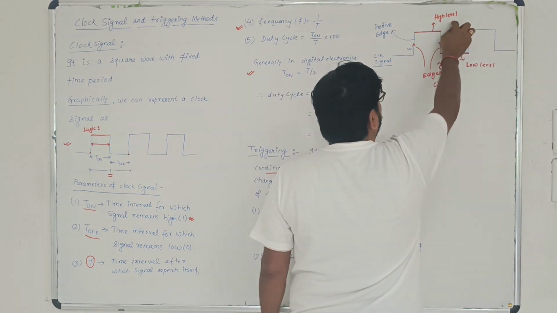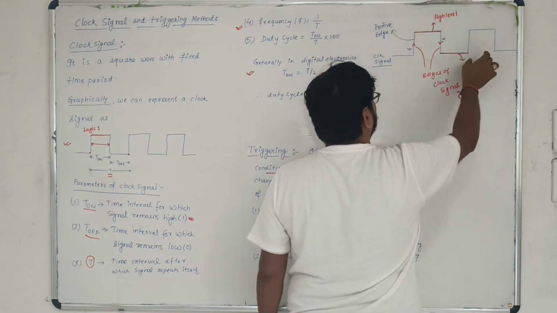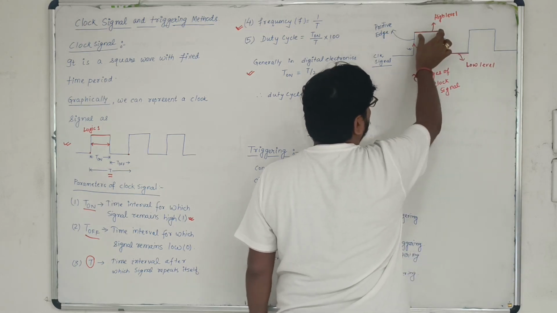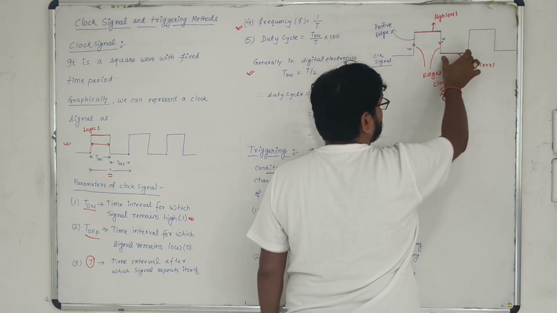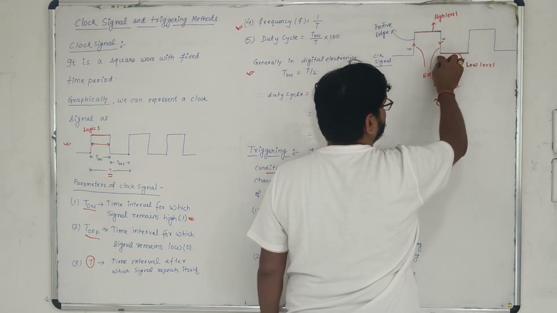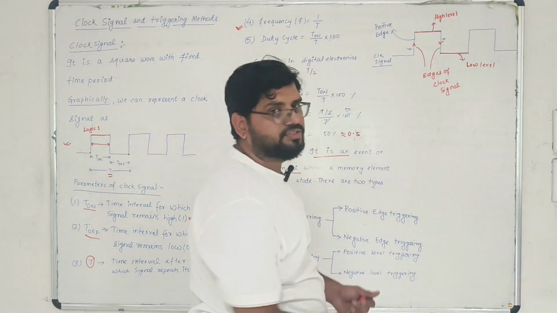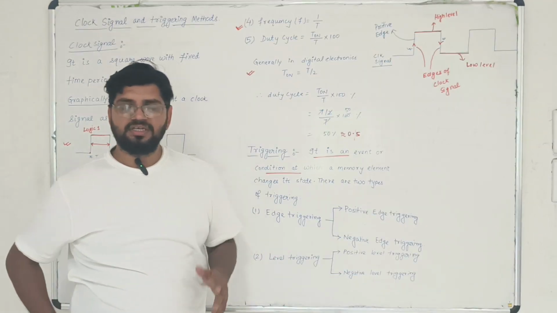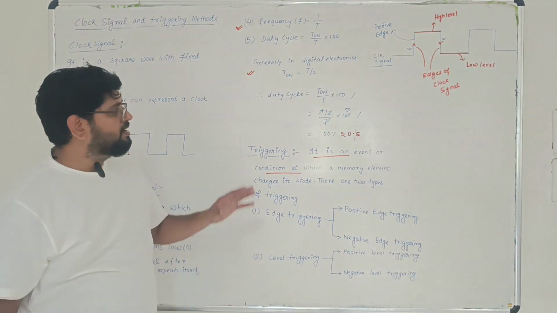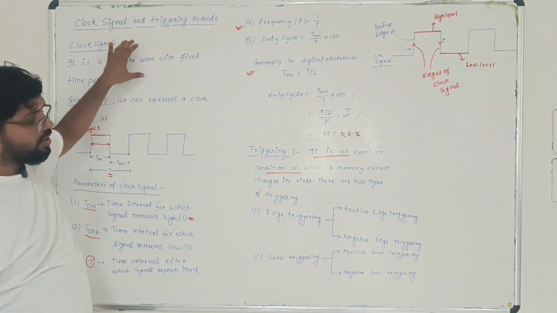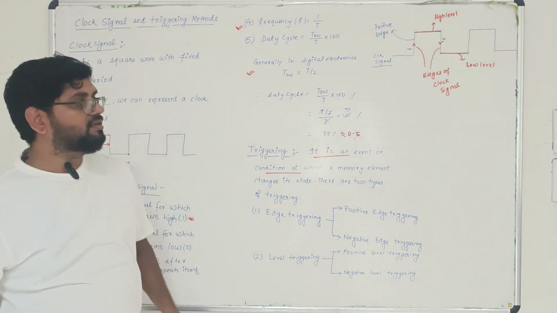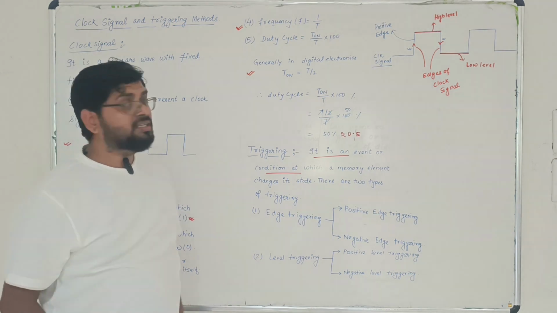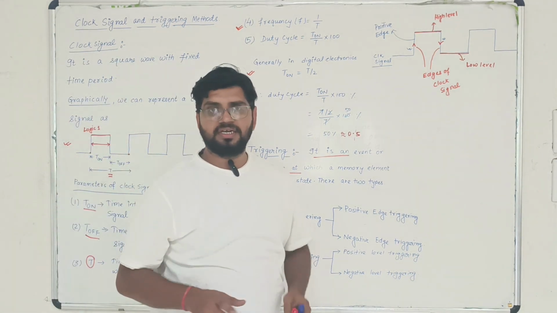These are your levels. This one is the high level, this one is the low level. Any device which operates at this point is called a high level triggered device. Any memory element which operates at low level is called a low level triggered device. So I think it is clear to everyone. Now we clearly know about the clock signal and various types of triggering. That is it about the clock signal and the triggering methods present in digital electronics.